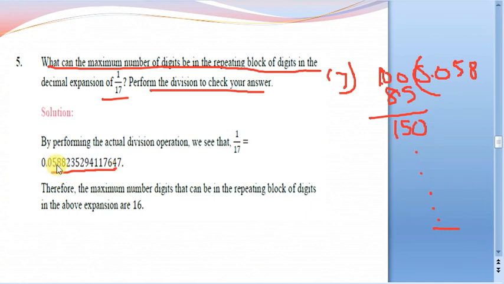So see, 0 5 8 8 2 3 5 2 9 4 1 1 7 6 4 7. This block of digits will keep on repeating. So after this, see 1 2 3 4 5 6 7 8 9 10 11 12 13 14 15 16. Again here comes 0 5 8 8.